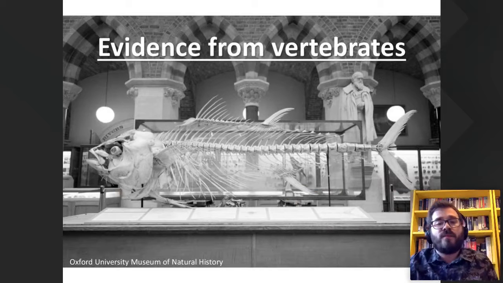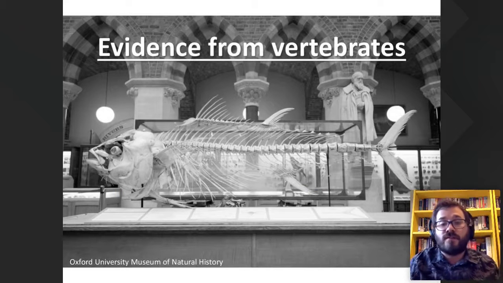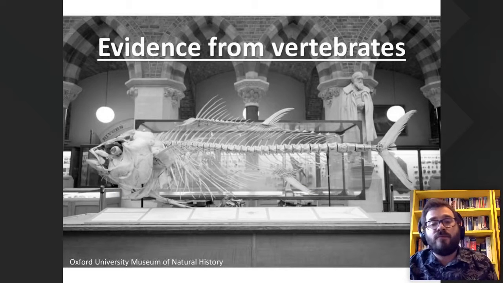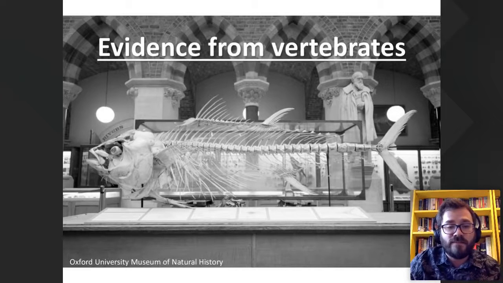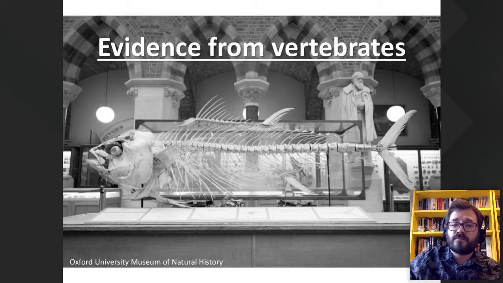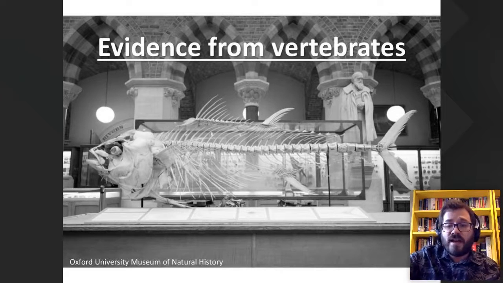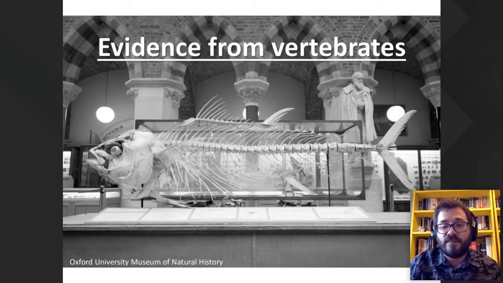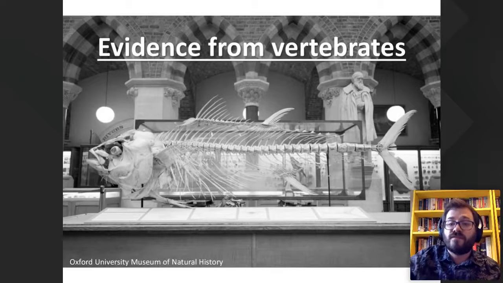But what about the group that we belong to, the vertebrates? So here is a wonderful example of a vertebrate skeleton. This is a tuna from the museum in Oxford. And like the tuna, you and I have an internal skeleton built of calcium phosphate.